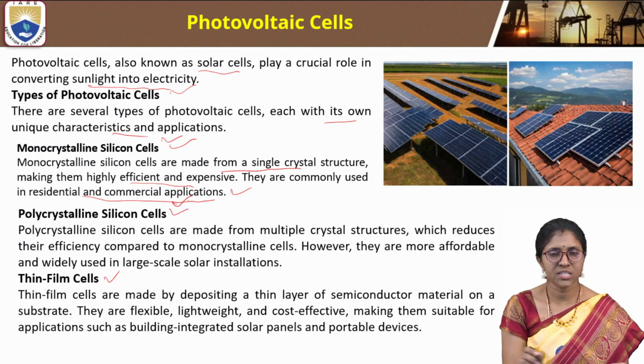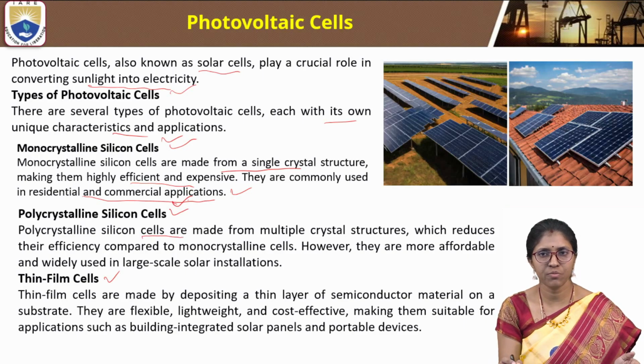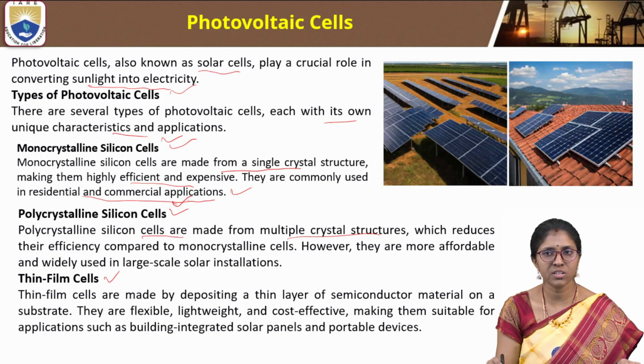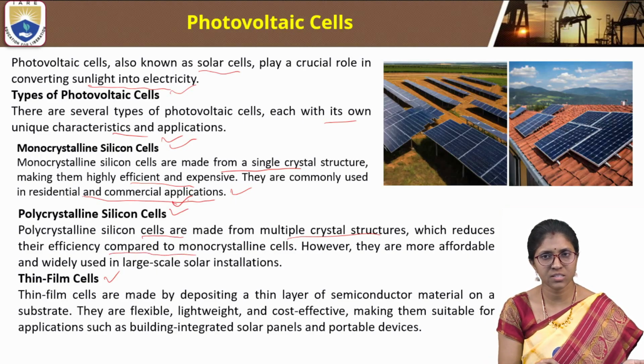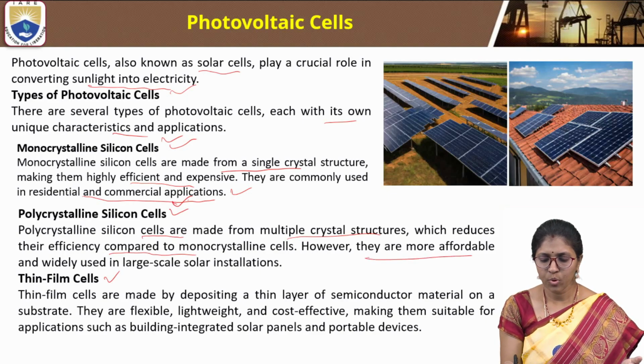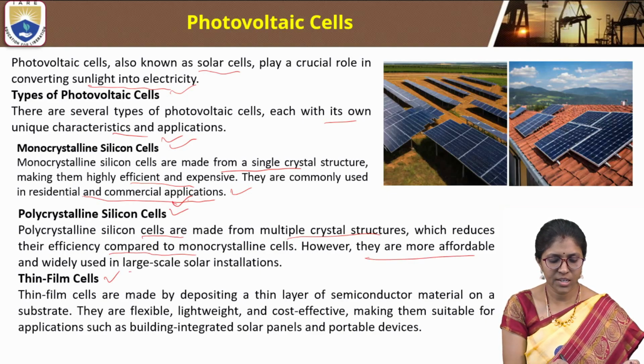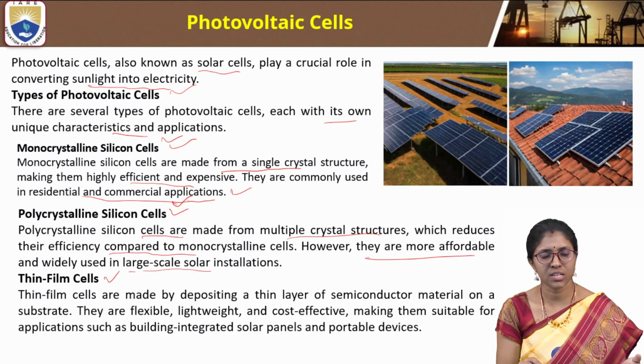Next, polycrystalline silicon cells. These are made from multiple crystal structures, which reduces their efficiency compared to monocrystalline cells. However, they are more affordable and widely used in large scale solar installations.